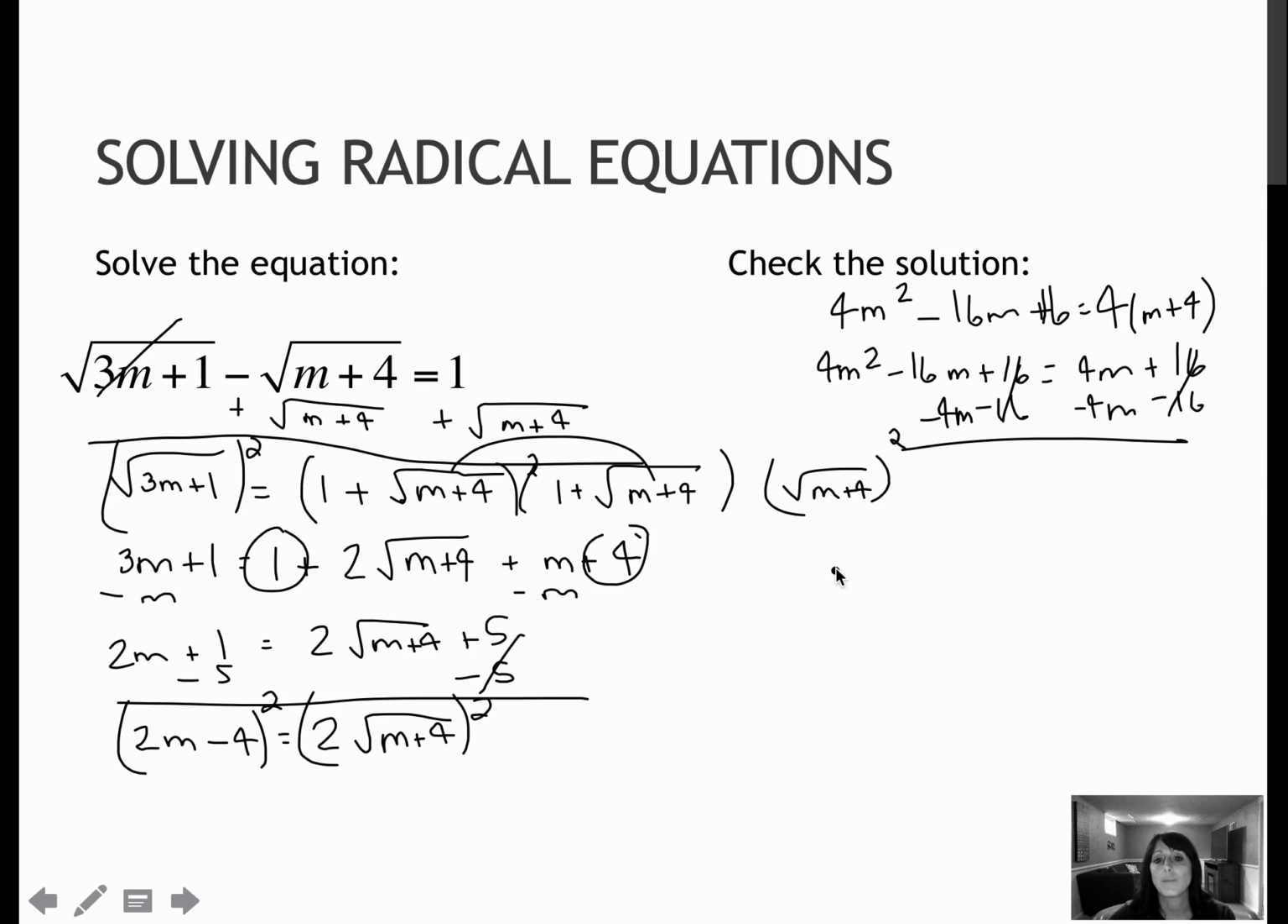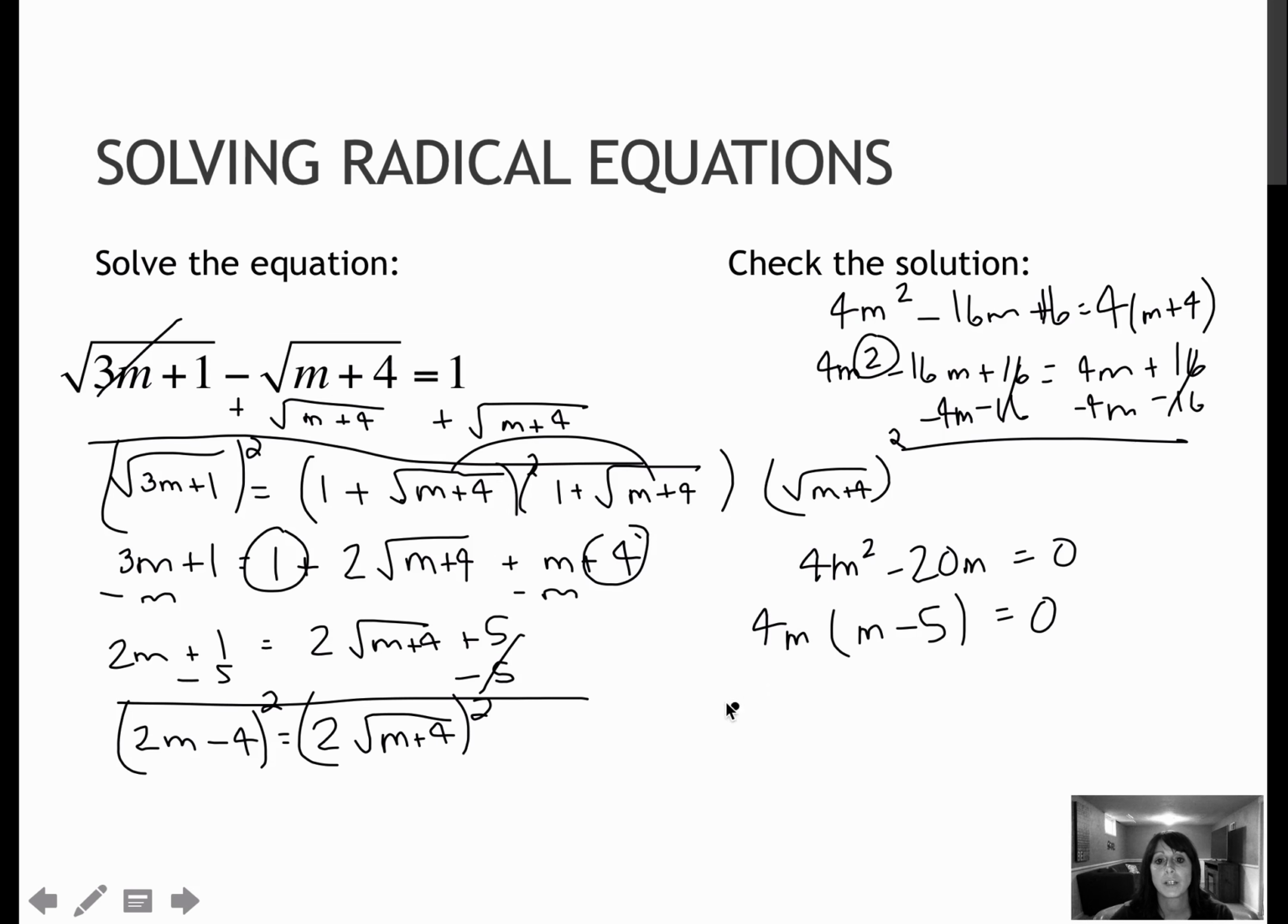And that's going to leave me with 4m squared minus 20m equals 0. I always like it to equal 0 when we're dealing with a quadratic, or that squared term. I'm going to take out a GCF, greatest common factor, which in this case would be 4m. And that leaves me with m minus 5. And now I would set each equal to 0.